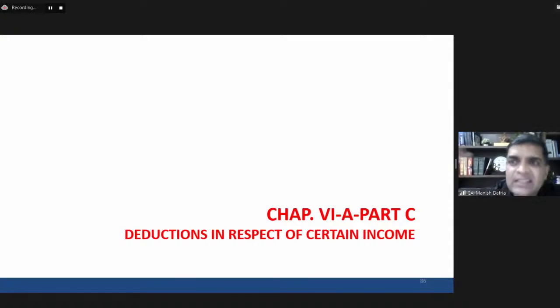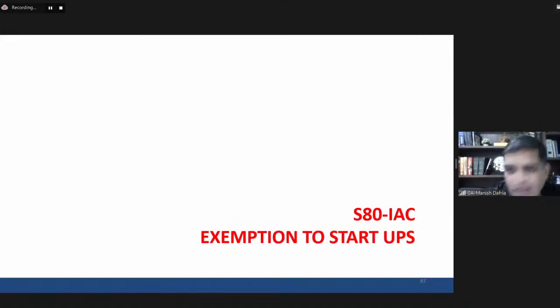First thing I need to look for is who is eligible, which activity, which assessee would be eligible. Second, what is eligible, which income shall be entitled for this deduction, and then how much deduction one can claim. Okay, so let's start one by one. First is section 80IAC, exemption to startups. The first section we would be covering in this discussion is this 80IAC, exemption to startups.